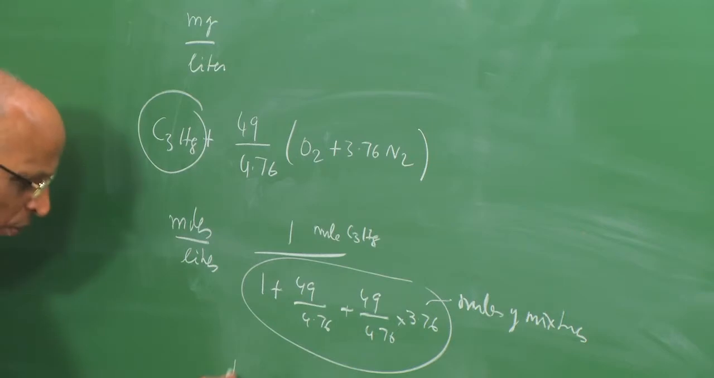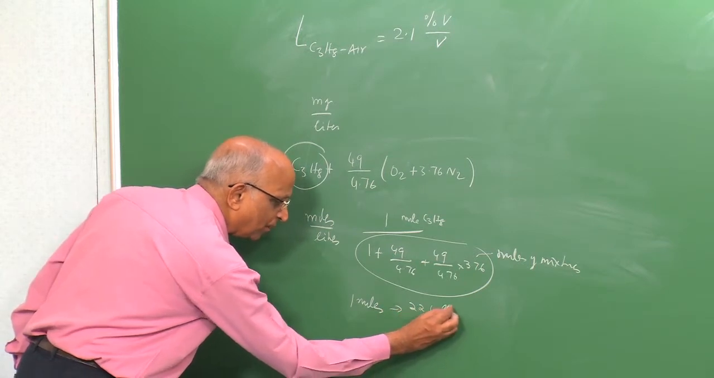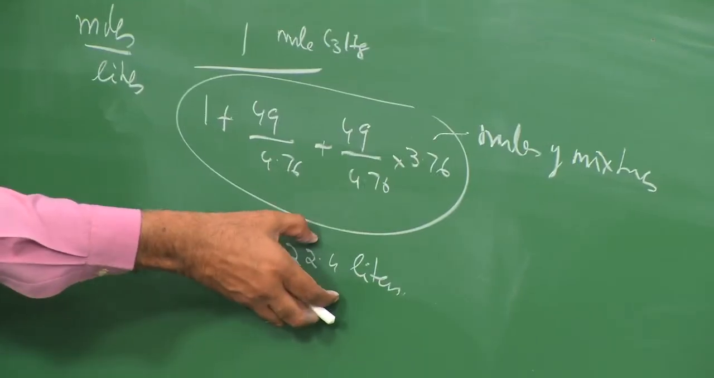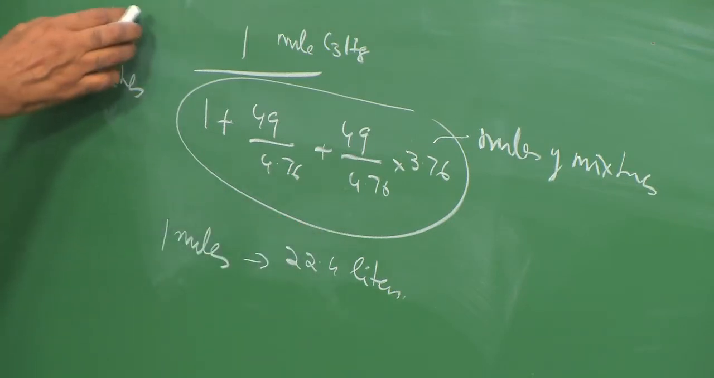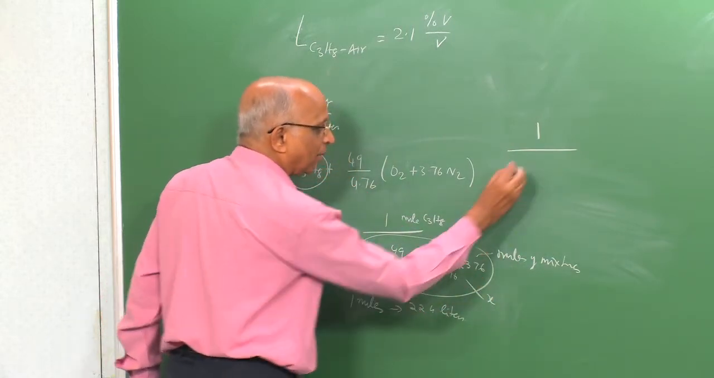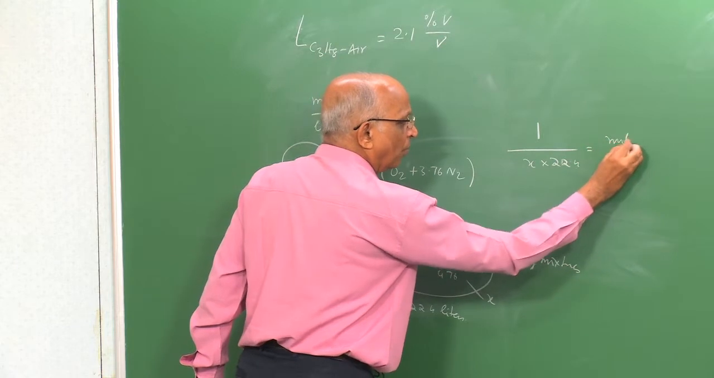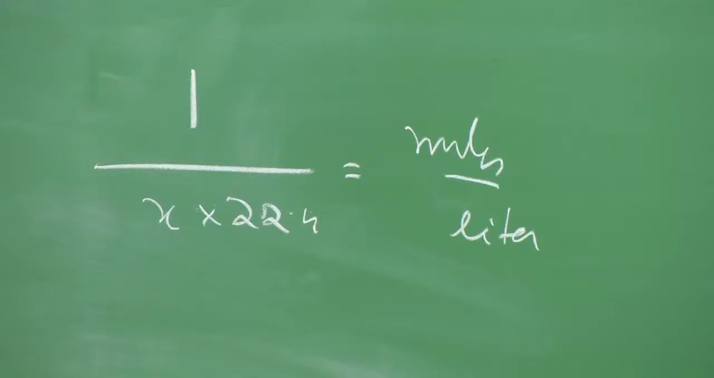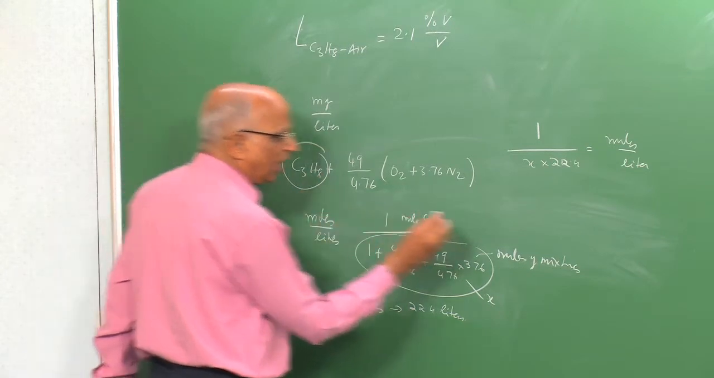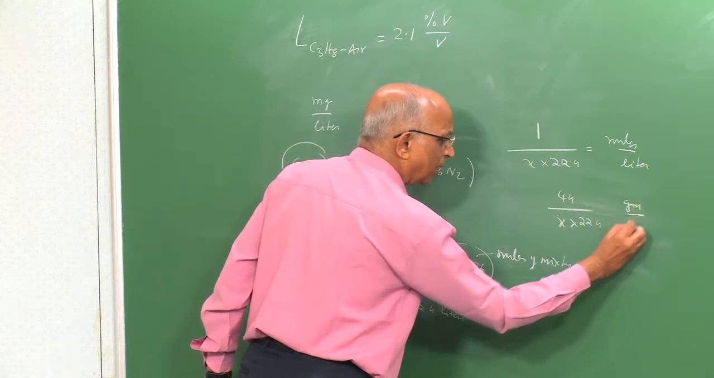mixture. But I know 1 mole of a gas or 1 mole of the mixture will occupy a volume of 22.4 liters, and therefore the total number of moles will occupy this number of moles into 22.4 liters, or rather the number of moles per liter is going to be 1 divided by this particular quantity. Let us say this particular quantity I call x, into 22.4 liters. This gives me the concentration in moles per liter. If I want the concentration in grams per liter, I know 1 mole of propane corresponds to 36 plus 8, 44 grams. Therefore, it is 44 divided by x into 22.4, so many grams per liter.